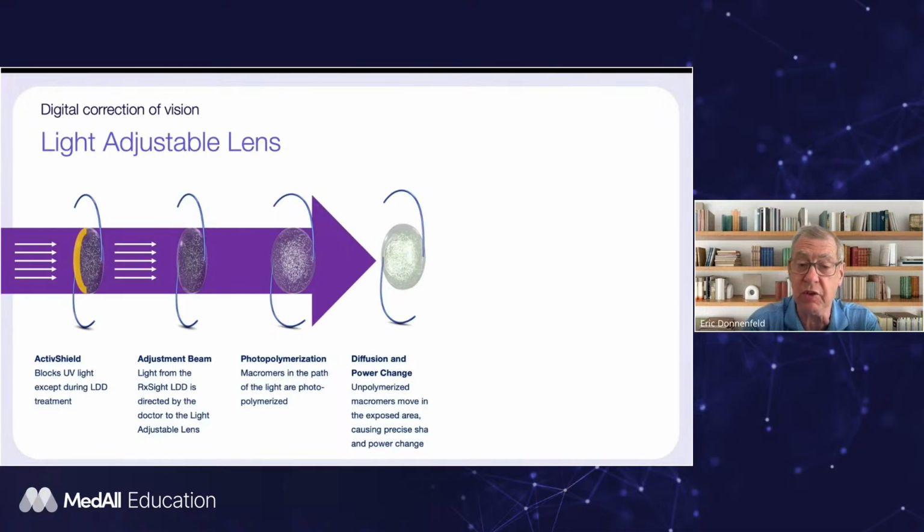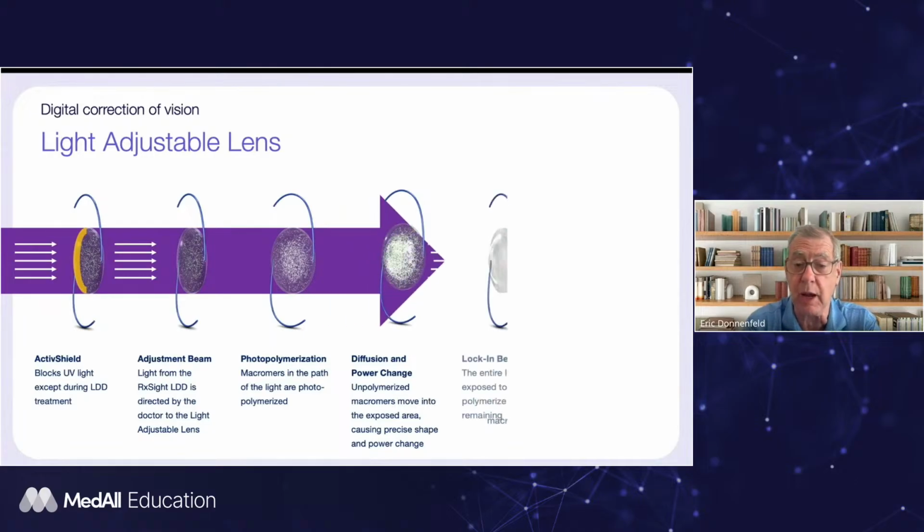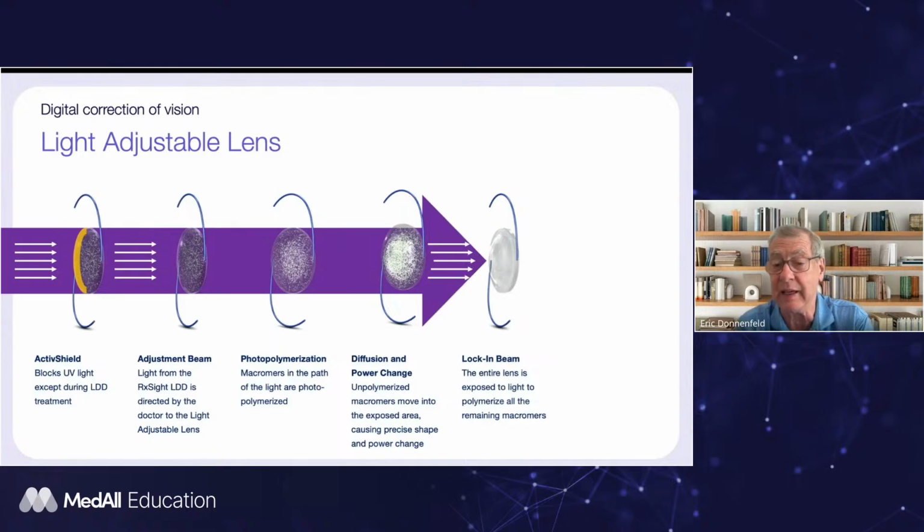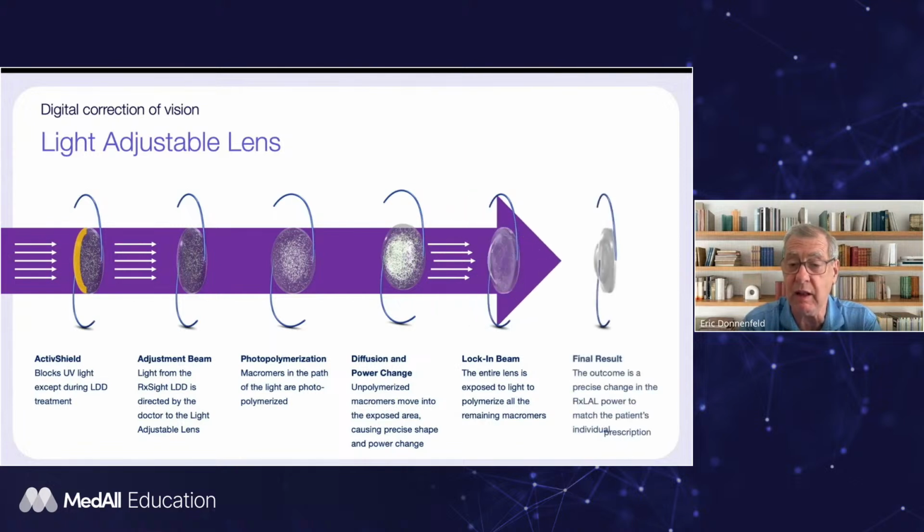Not only can you change sphere, you can change cylinder. So you can take a patient who says, I don't want monovision, and then post-operatively, you can actually give them monovision. And then you finally lock in, usually about 6 weeks afterwards, at which time the patient can go out with UV light exposure without any issues.